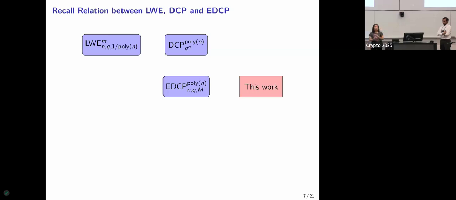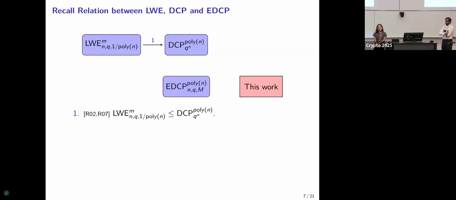Next, I want to give a quick summary about the relation between LWE, DCB, and EDCB. The first result is the reduction from LWE to DCB. This result came from Regev. This is a probabilistic algorithm, where he gets a perfect quantum sample of DCB with some probability.